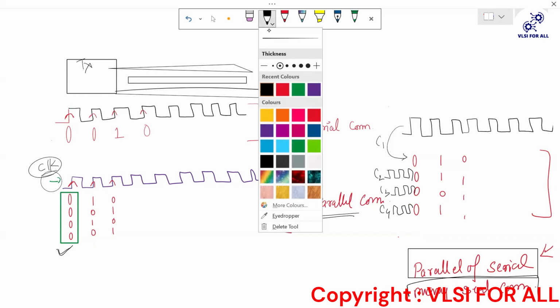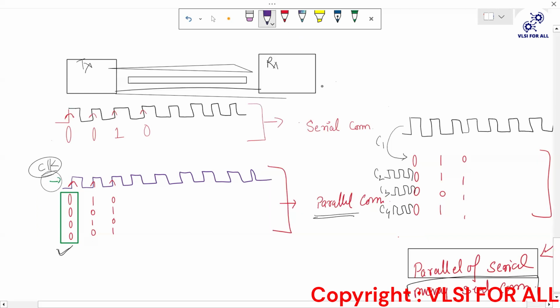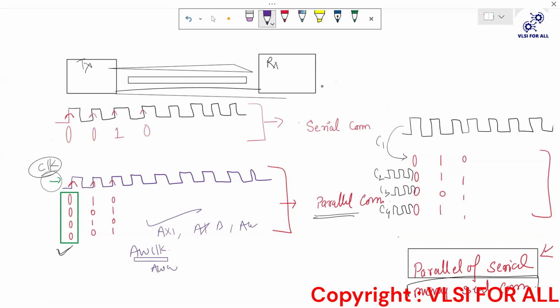Now let me put an example with respect to this. So parallel communication is perfectly the AMBA protocol. Let's say AXI, AHB, APB. Because there we have the AW clock, meaning there is one clock for the write channel, and we have to transfer the AW address, AW burst, AW different things. I mean, for a particular signal, for a particular clock, we are transferring multiple bits. Then this is nothing but a parallel protocol.